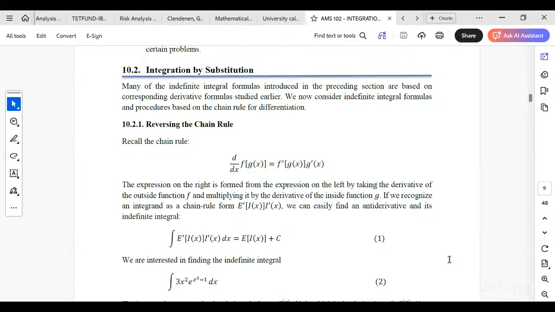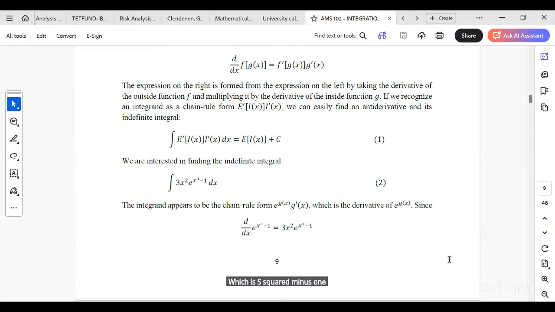I integrate 3x squared exponential x cubed minus 1. But I notice that the function g of x, which is x cubed minus 1, if I differentiate it, it will give me my f of x. My f of x here is 3x squared. So since a function g of x, when differentiated, produces my f of x, then integration by substitution will work.